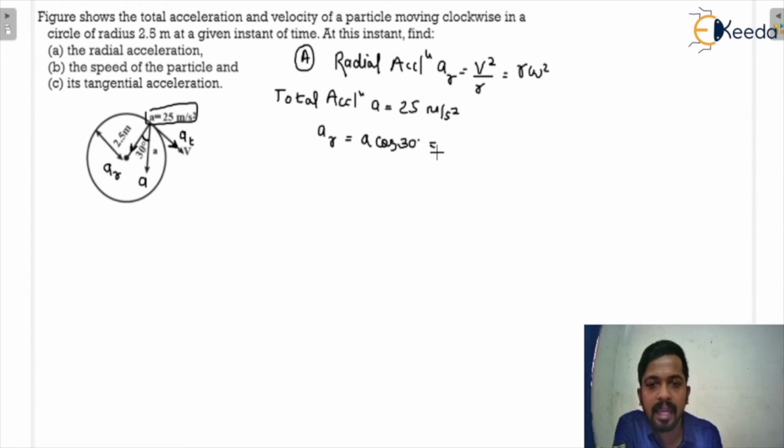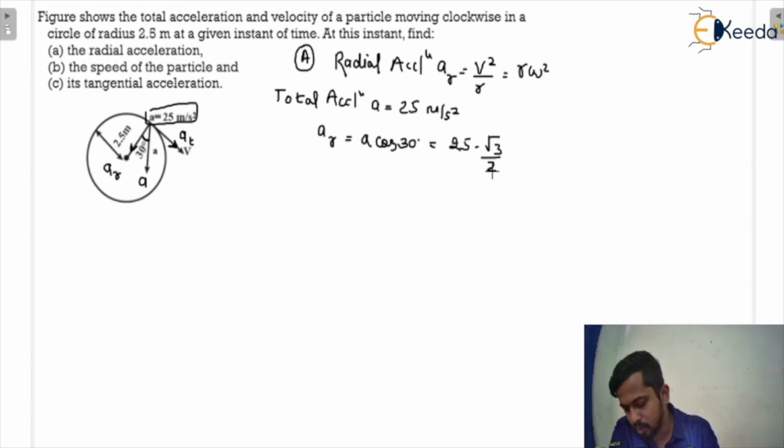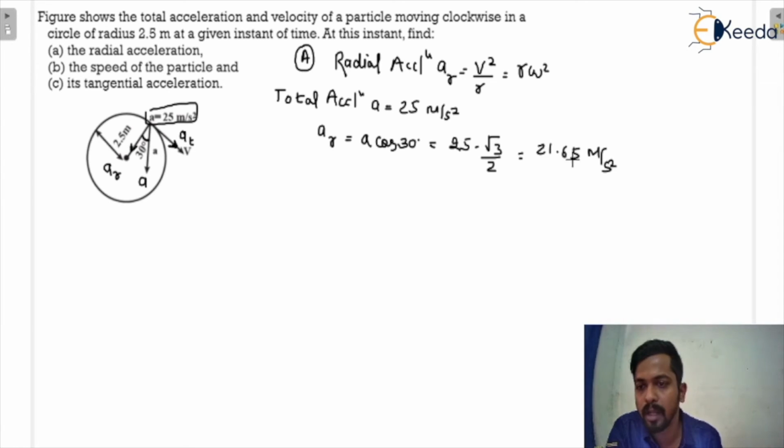Here the value of A is given, that is 25, and we know cos 30 is equal to root 3 by 2. So we can calculate it using a calculator. It would be 21.65. That would be the radial acceleration value you will get, 21.65 meter per second square. Now the first answer is this, 21.65 meter per second square. Now what is the second question?